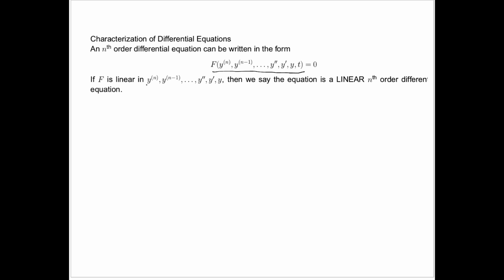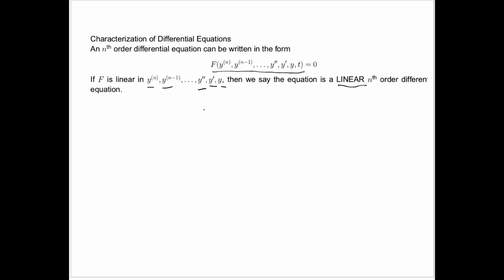If this function is linear in y prime, y double prime up to the nth derivative of y, then we say the differential equation is a linear nth order differential equation. What does it mean to be linear in these variables? Well, basically it means we can write it in the following way.